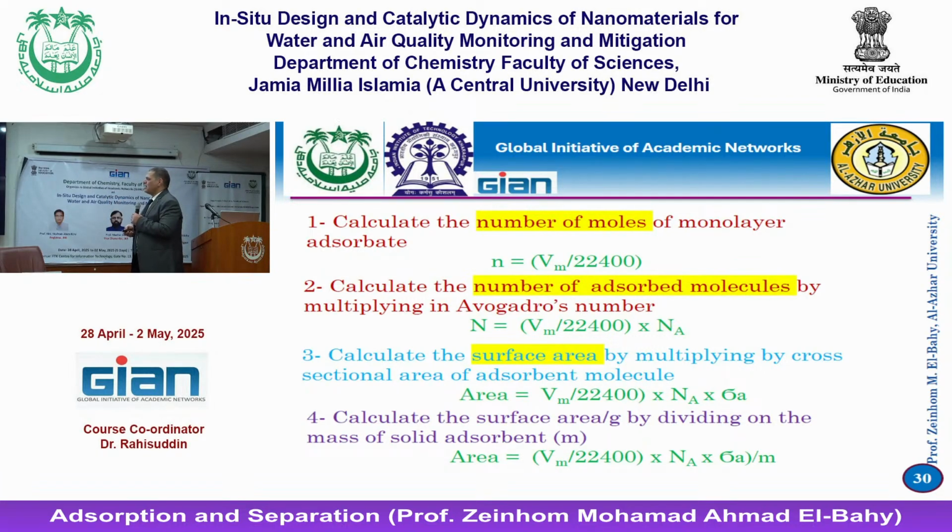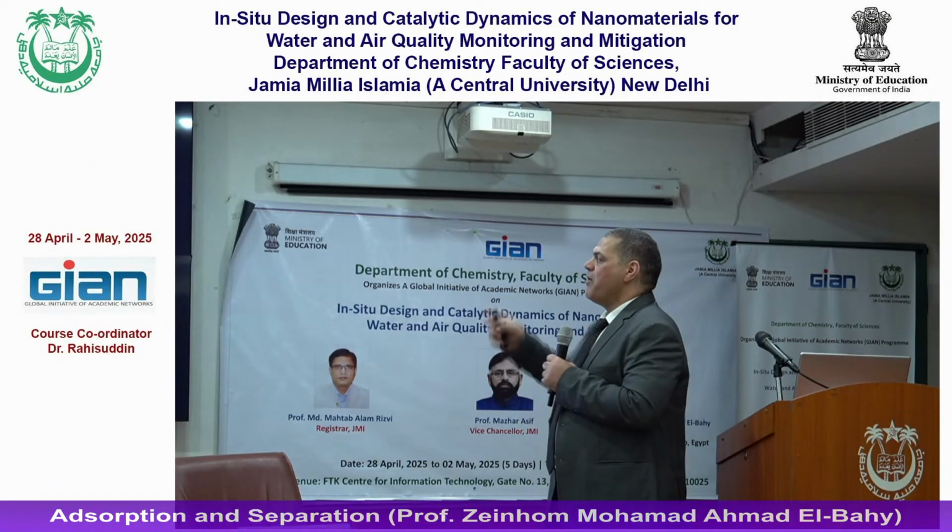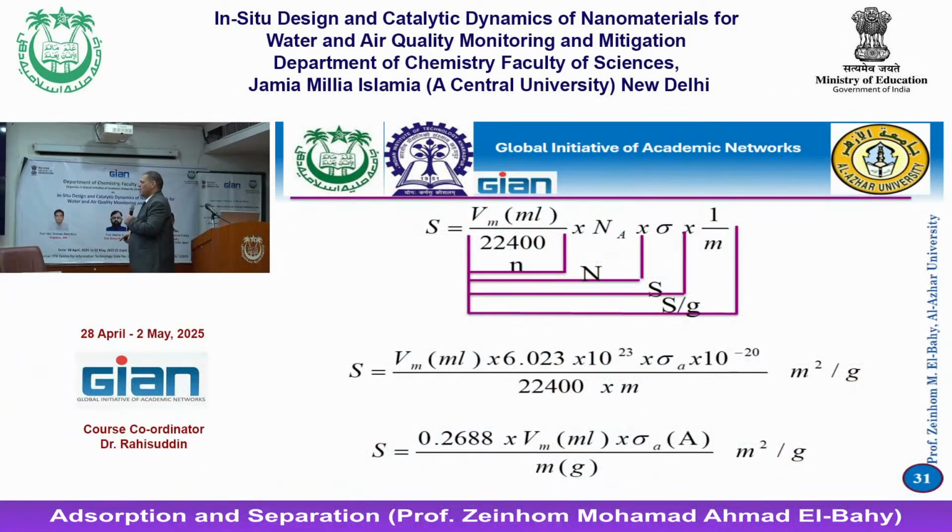I just wrote it like this. It is very nice. V is the volume adsorbed on the monolayer, divided by 22,400 gives the number of moles. If we multiply the number of moles by N, which is Avogadro's number, it will give the number of molecules. And if we multiply the number of molecules by the surface area of one molecule, it will give the total surface area. And if we divide by the weight of the solid material, it will give the specific surface area, which is the surface area per 1 gram.